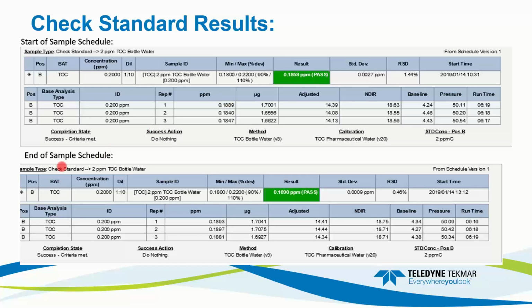And then at the end, we always want to make sure we finish the day off with another check standard. So we ran another check standard at the end of the day. As you can see, RSDs are less than 1%. It falls within the plus or minus 10% range that we were looking for. So we know the system started off in great shape, and now it's ending in great shape.